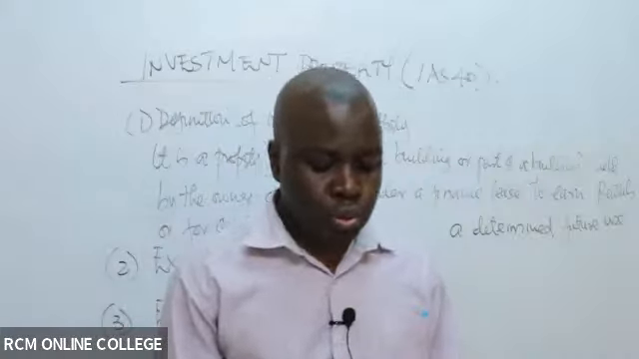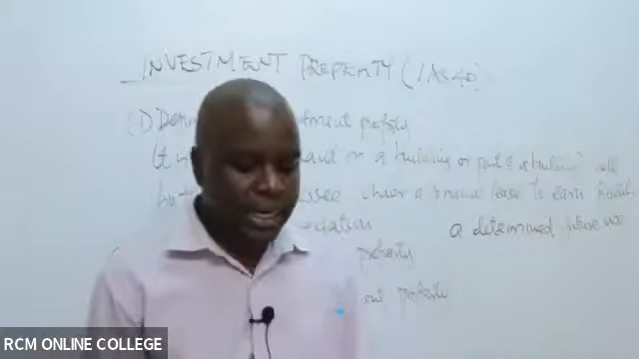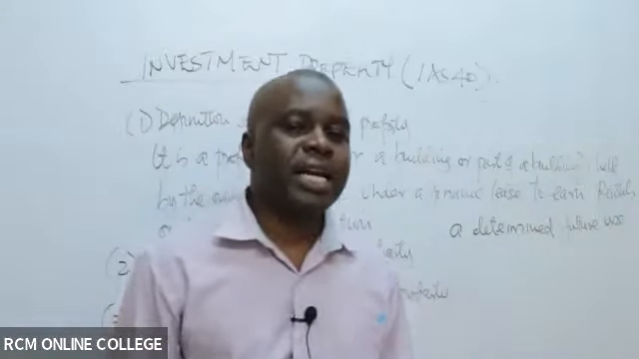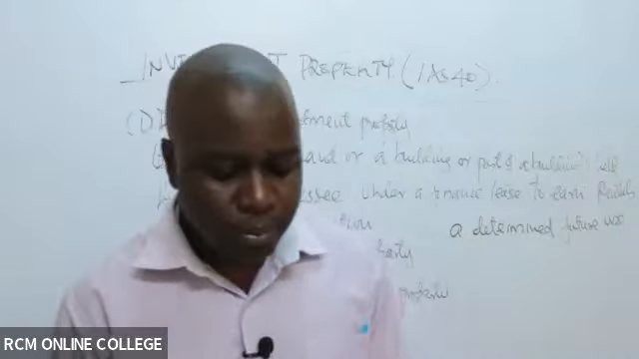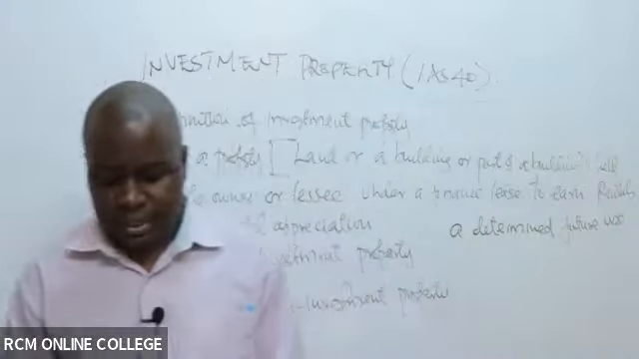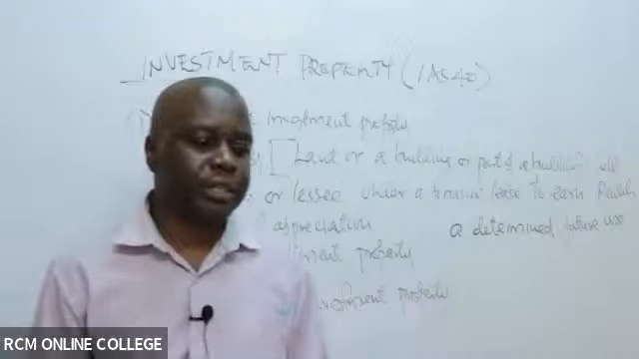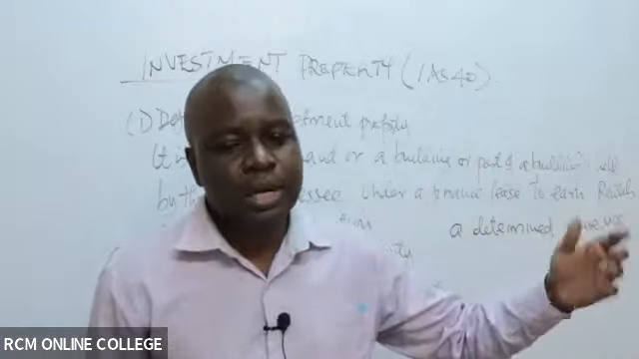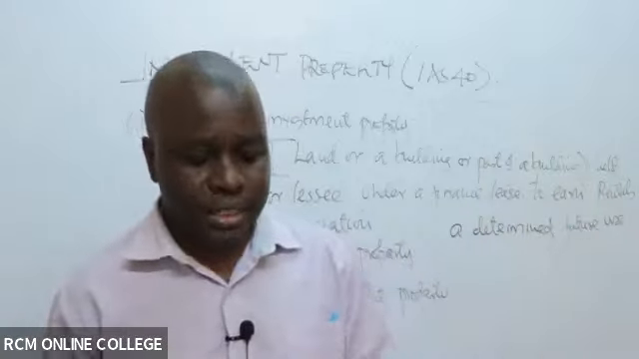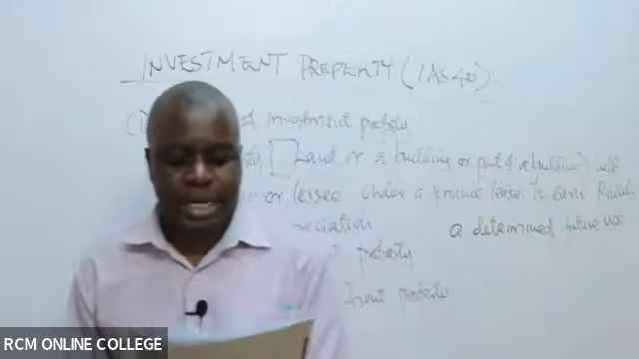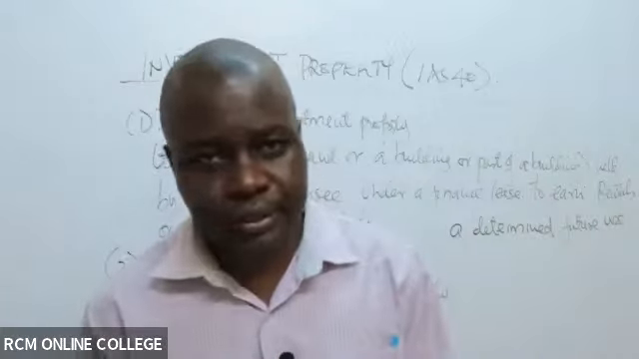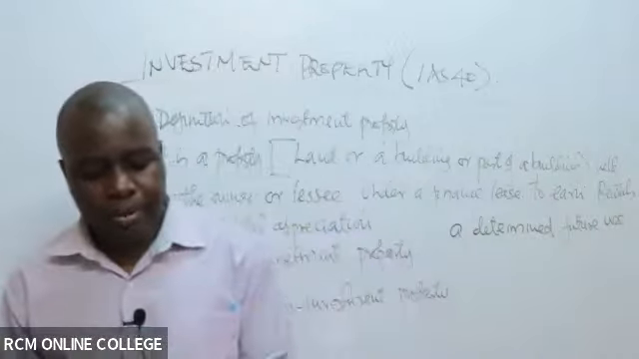Then number two, property held for sale, for example, inventories. This is simply goods you've bought and want to sell, so you can't consider them as investment property. So number two, non-investment property: property held for sale, e.g., inventories.